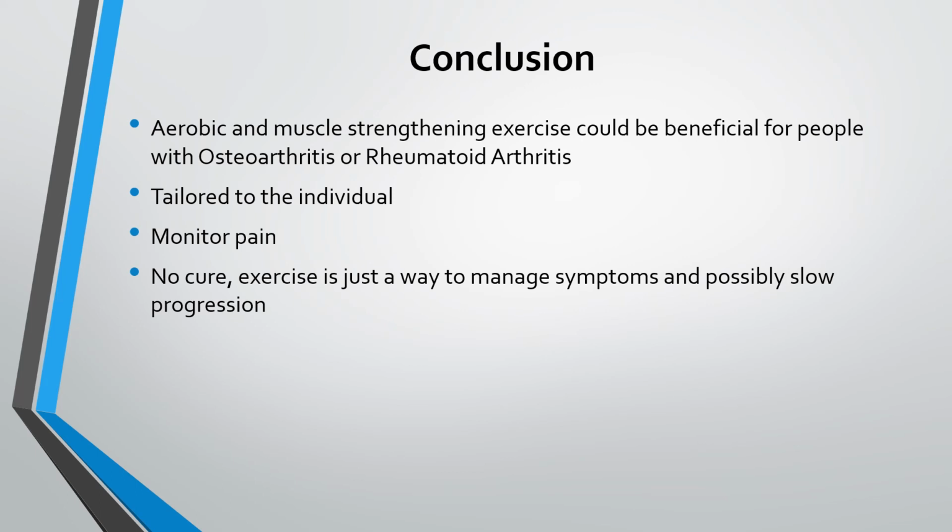So in conclusion, aerobic and muscle strengthening exercise could be beneficial for people with osteoarthritis or rheumatoid arthritis based off of those research studies. It's important that it is tailored to the individual. There's not one set plan that is good for every person with arthritis. It's also important to monitor the pain. You don't want to push past the point of too much pain. And there's no cure. Exercise is just a way to manage symptoms and possibly slow the progression of the arthritis.